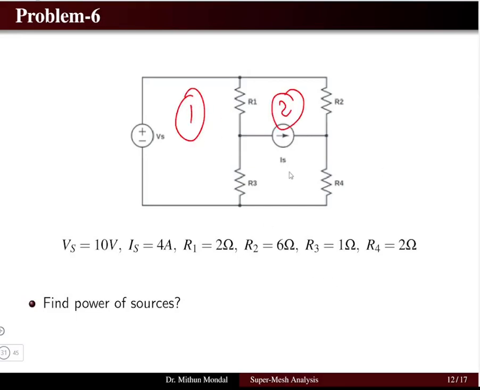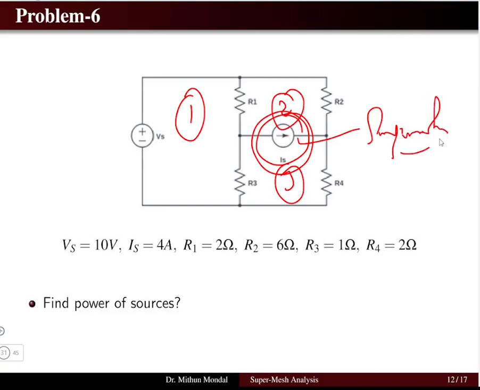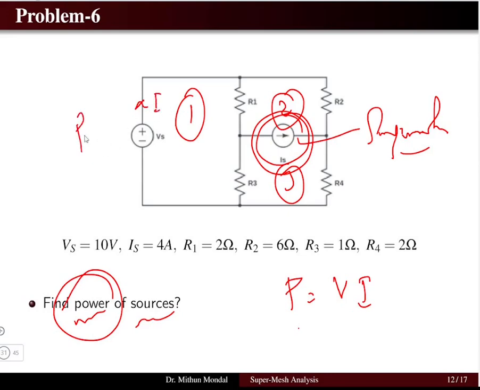We have 3 meshes with a current source which is present between mesh 2 and 3, so that will lead to a super mesh problem. So the super mesh problem is there, and we have to determine the power of the sources. Power means we have to determine the voltage times the current. So when we determine the current flowing through this Is, the power of the source will be Vs times the current Is which is flowing here.